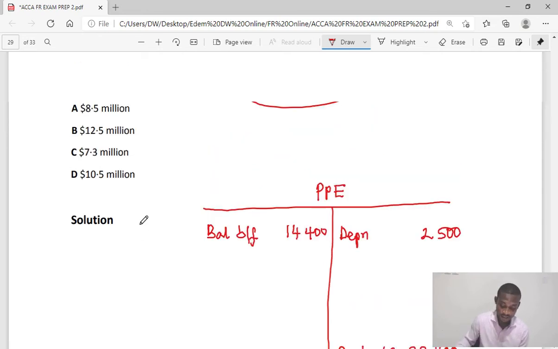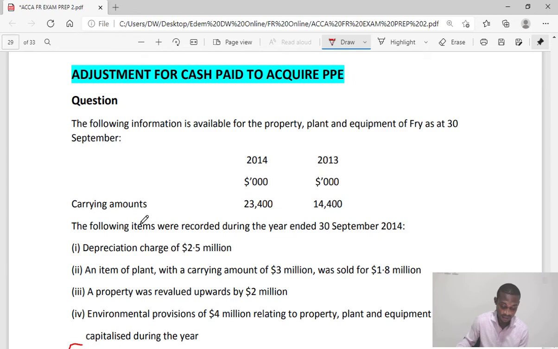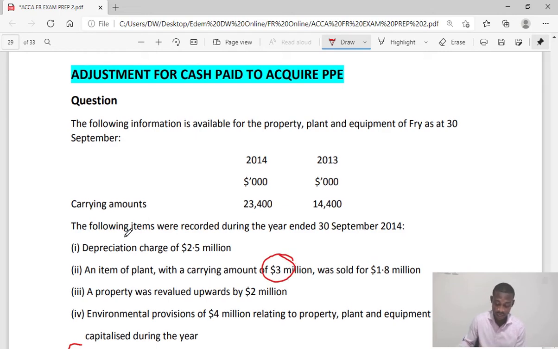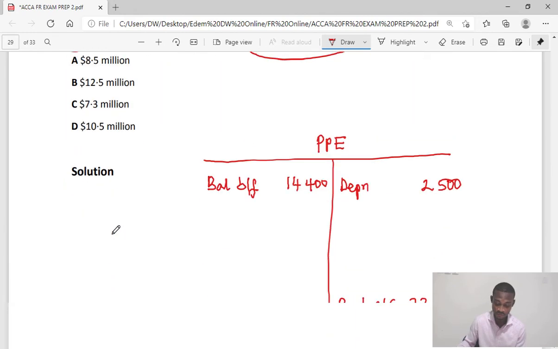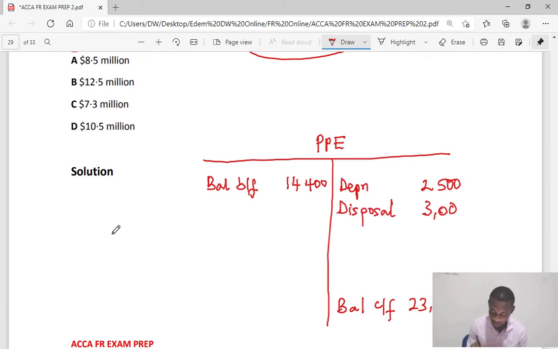Then I take the next item. The next item is an item that was disposed. So I need the carrying amount. I don't need the proceeds. The proceeds would go under the investing activities as proceeds from disposal, which is cash. But what I need is the carrying amount, because the asset was disposed. So I'll say disposal, which is 3 million, and that will be 3,000. So I'll put that here on the credit side.